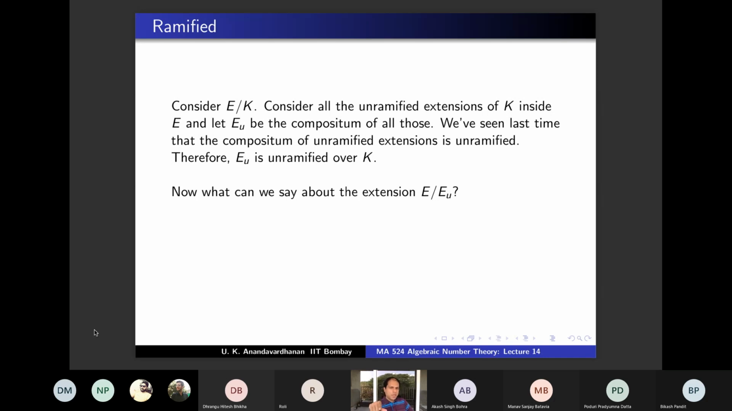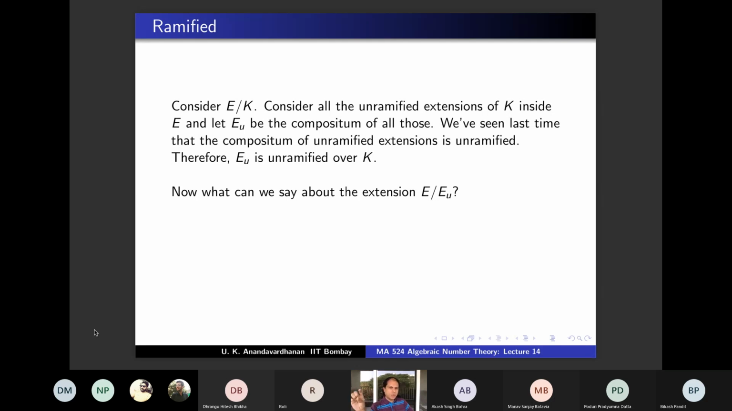Yeah, suppose not. So go by the definition. So you have f equal to 1, right? f equal to 1 means what? Residue field, there is no extension. So the residue field corresponding to E should equal the residue field corresponding to E^u if it is totally ramified. And we want to conclude that that is the case.